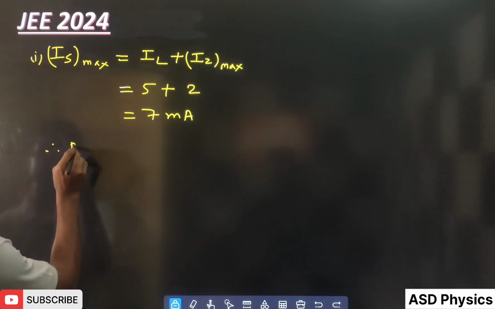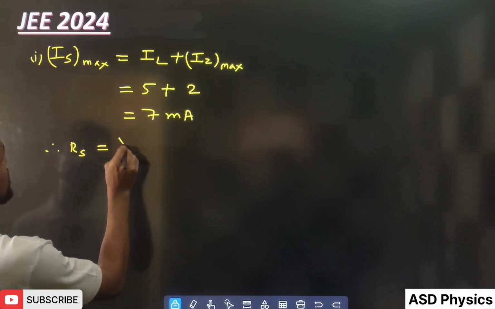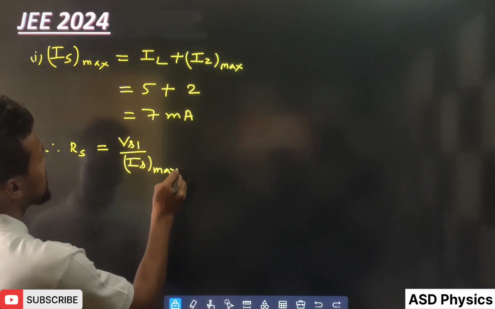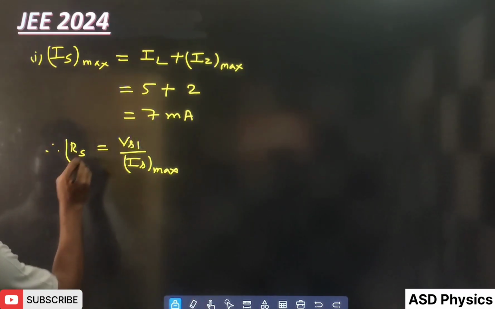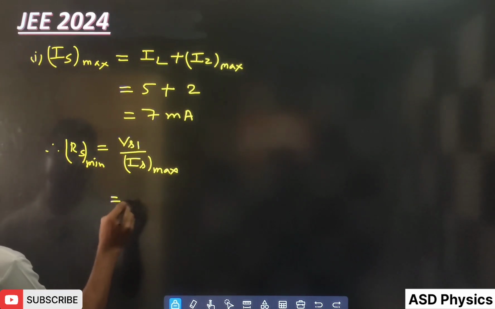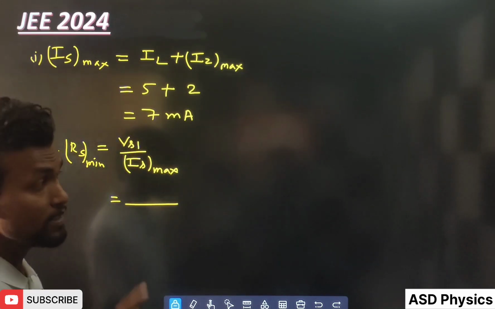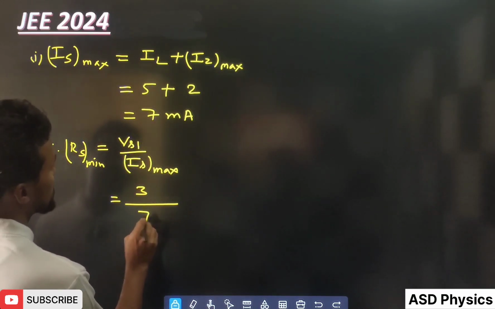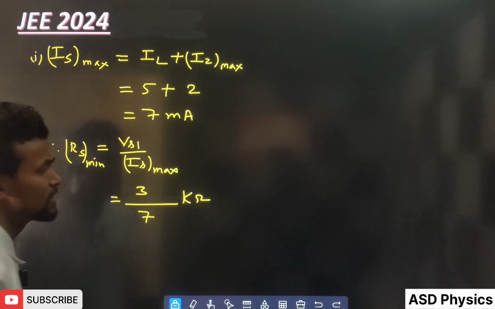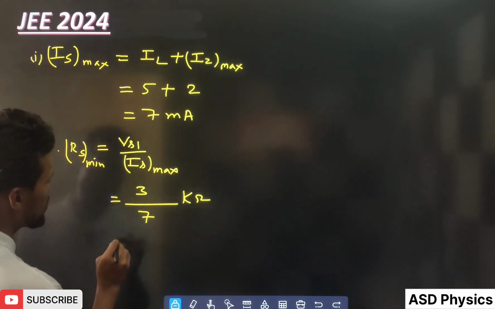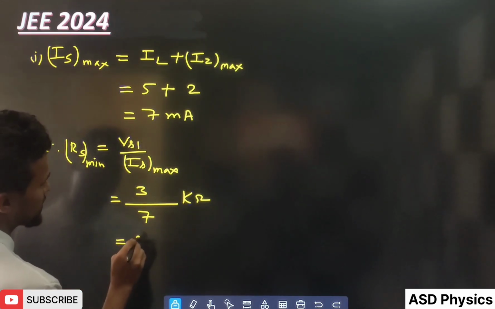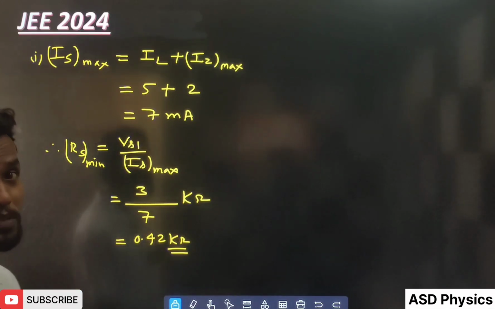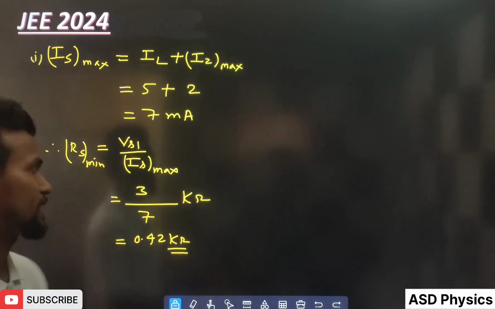So hence if I write this RS resistance, it is given by Vs1 by Is. So when this Is is maximum, this resistance RS will be minimum. And this Vs1 value, how much came here? We have seen that 8 minus 5 means 3. And Is max, how much is here? This is the 7 milliampere. So this will make 3 by 7 kilo ohm. When you solve here, it will be 7 4 28, it will come something like 0.42 kilo ohm. The minimum resistance value is 0.42 kilo ohm approximately.